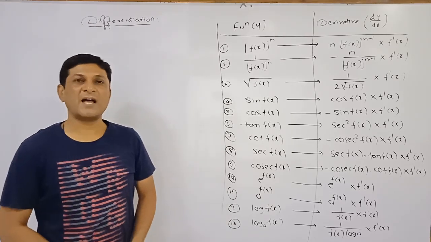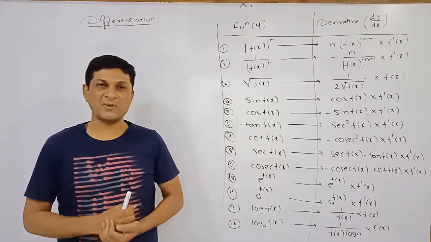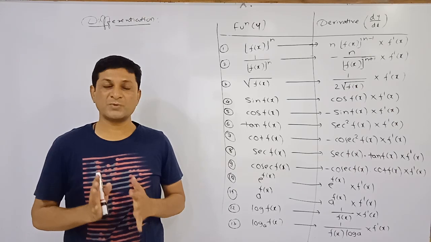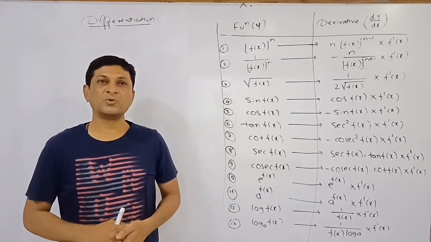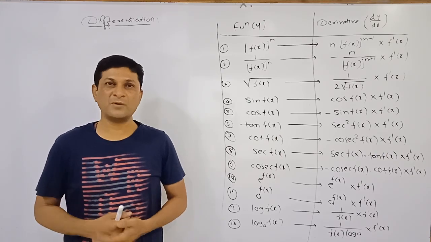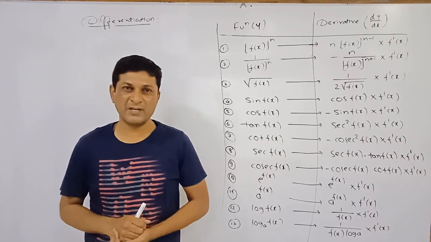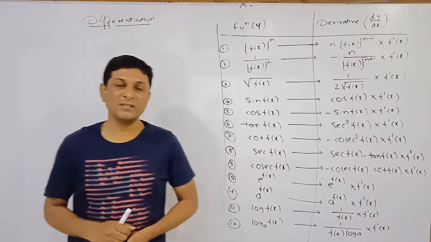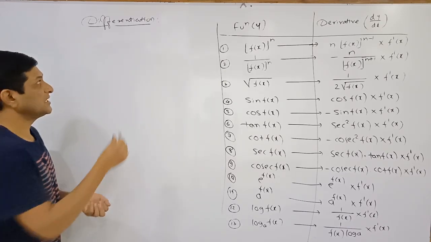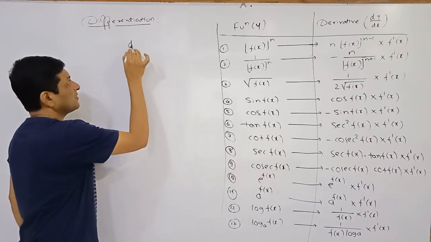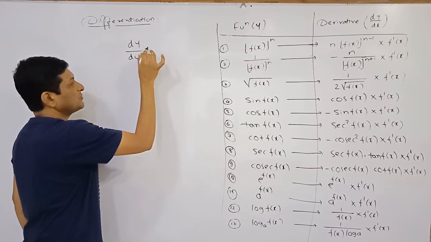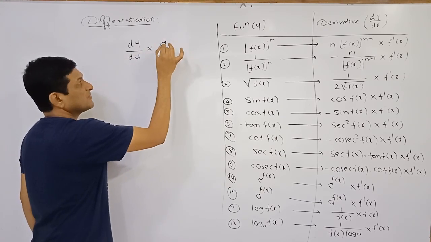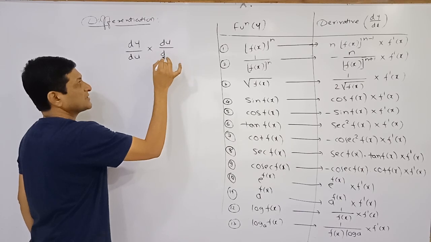Hello friends, in the last video we have seen what is the meaning of composite function. In that case we have seen composite function means function of a function. And to find out the derivatives of composite function we have proved one theorem which is called a chain rule. In the chain rule what is given to us? Y is a differentiable function of u, and u is a differentiable function of x.